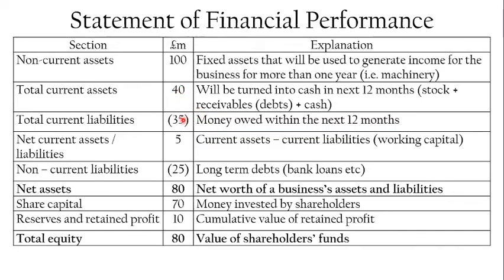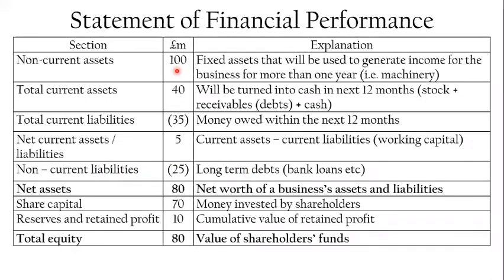Okay, you subtract your current liabilities from your current assets. That gives you your net current assets. In this case, it looks like the business is in good shape for the next 12 months because they're going to get 40 million coming in. They're spending 35 million, which gives them net current assets of 5 million. If this is negative, that is a worrying sign for a business because it means they've got more money leaving than they have got coming in. This business also has long-term debts of 25 million.